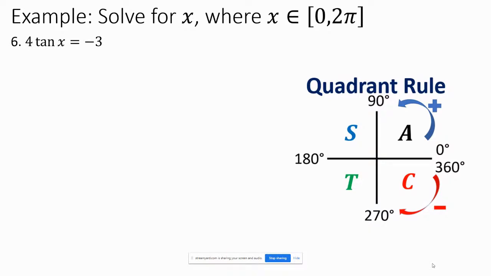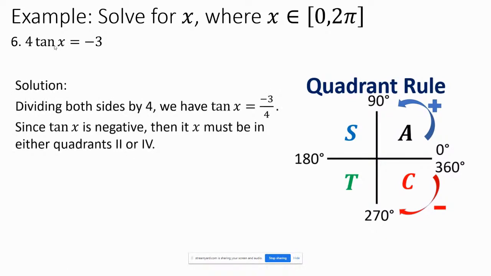4 times tangent x is equal to negative 3. So, there are some algebraic manipulations that should be done first, kasi dapat si tangent lang ang maiwan sa left side. So, we need to divide both sides by 4, leaving you with tangent x is equal to negative 3/4. Para mawala si 4 na numerical coefficient ni tangent, we need to divide both sides by 4. Mawawala na si 4, magiging 1 na siya, kaya tangent x na lang, and then negative 3/4 sa right side.